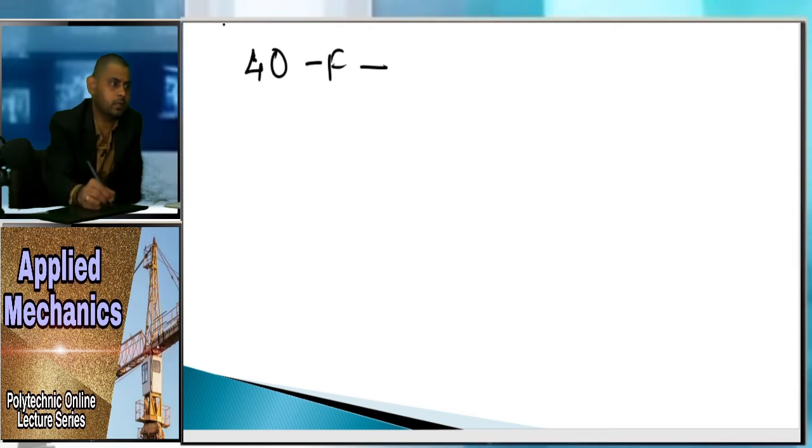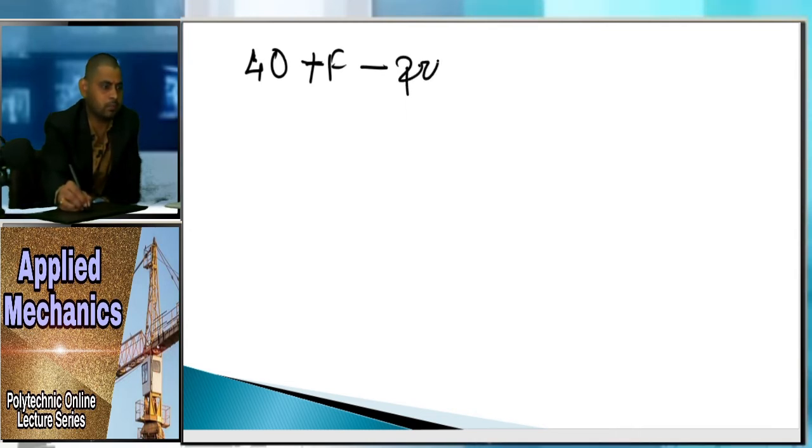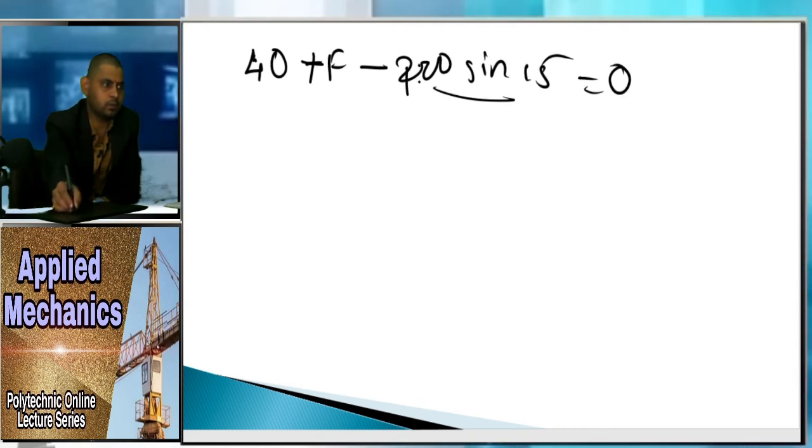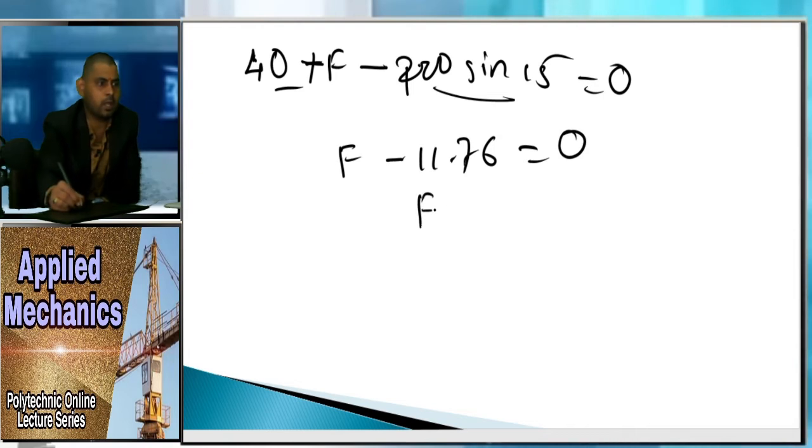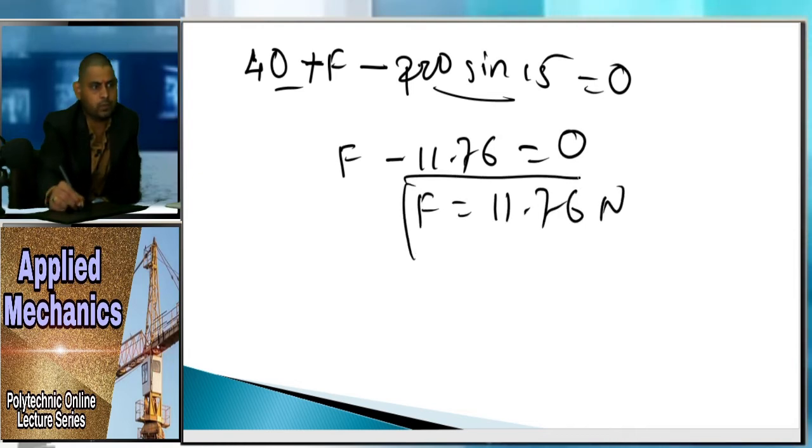So here this is positive, and the value of 200 sin of 15 is equal to 0. Then the value of these two terms is nothing but F minus 11.76 is equal to 0. So here F is equal to 11.76 Newton. So this is the value of F.